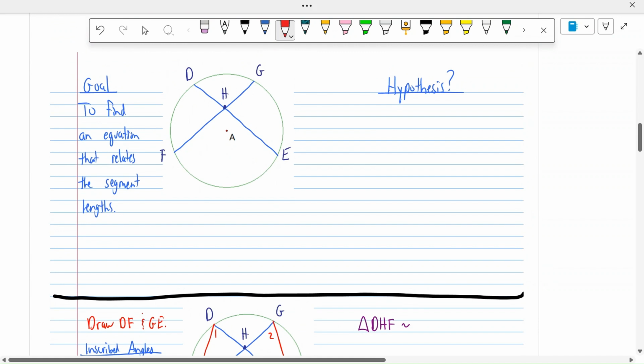Second situation, we have those same two segments intersecting, those two chords are intersecting. The goal here is not to find an angle measurement relationship, but find a relationship that measures the lengths of these segments. So there's a total of 6 segments, DH, HE, and DE, GH, HF, and GF. What's the equation that relates all of those with each other?